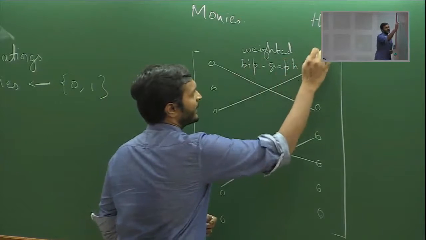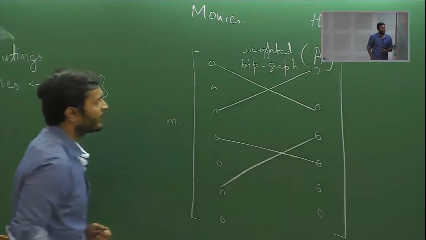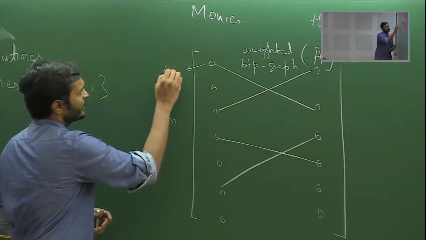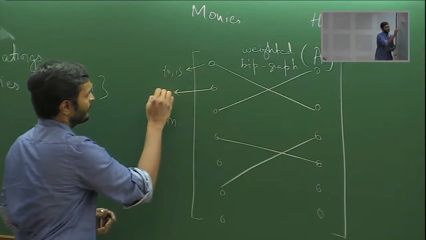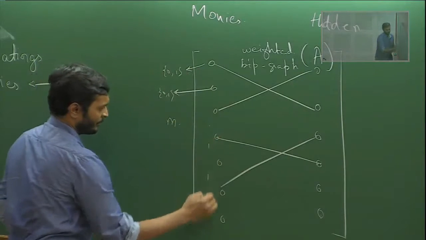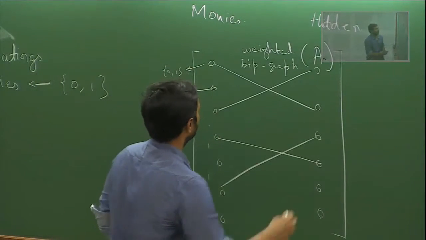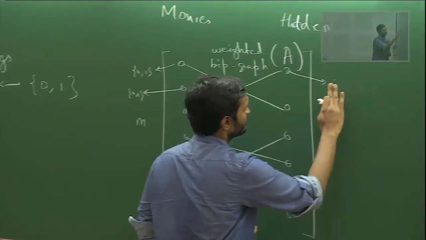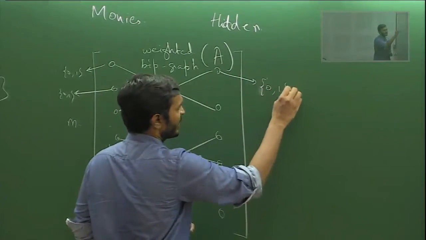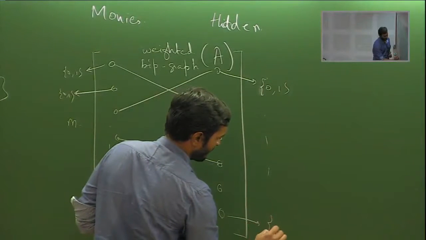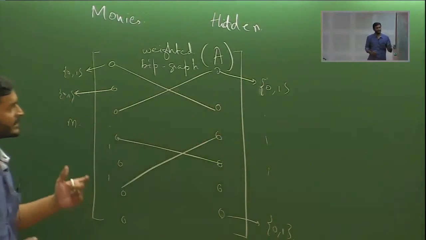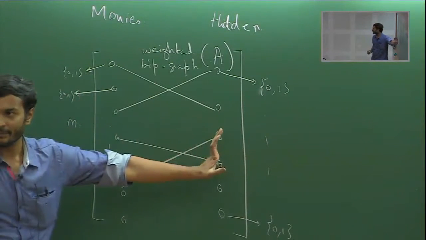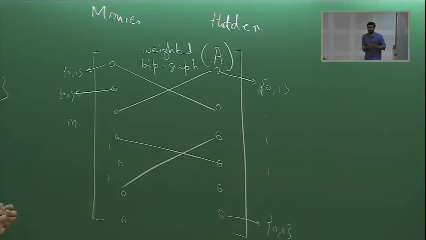I'll call this A. And given values here, 0, 1, and suppose I also have values here, which are again in 0, 1. What the RBM does is it assigns some probability to a specific bunch of values here and a specific bunch of values here. Now this will explain why we call it RBM.